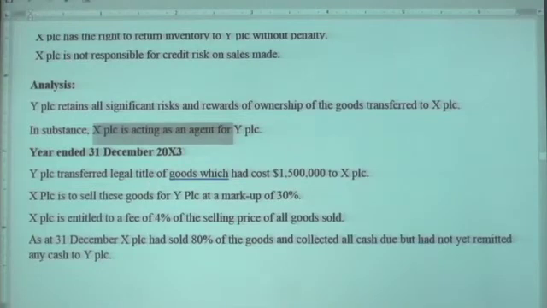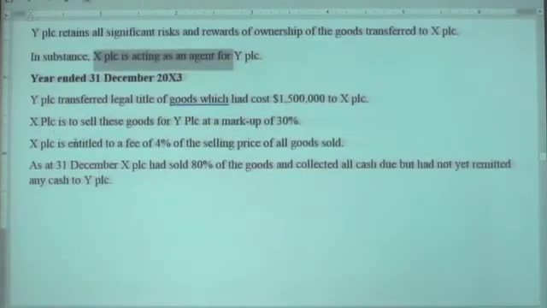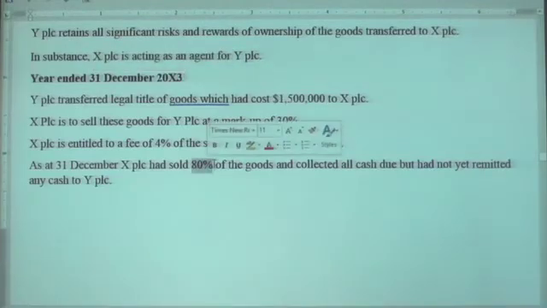YPLC transferred legal title of goods which had cost 1.5 million to XPLC. Can Y recognize revenue? Cannot. XPLC is to sell these goods for YPLC at a markup of 30%. XPLC is entitled to 4% on selling price. As at 31st December, XPLC has sold 80% of these goods. Now, Y sent 1.5 million worth of goods to X. Out of that, X sold 80% to a third party and collected all cash, due but not yet remitted to Y.